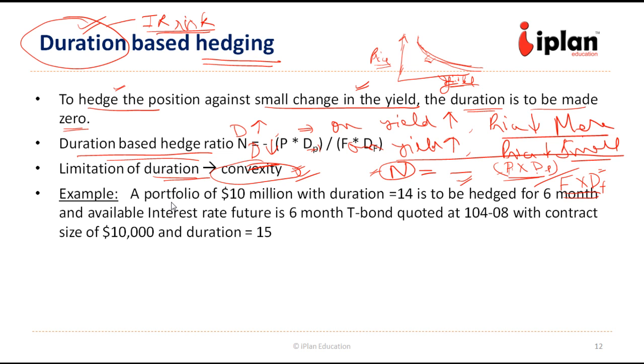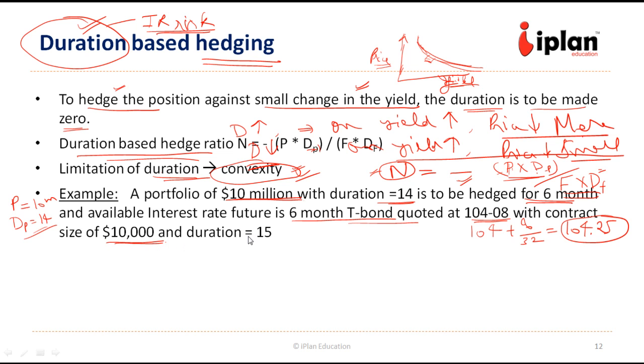Let us take one example in order to understand how to hedge our portfolio. Suppose the value of our portfolio is $10 million and the duration is 14. So the value of the portfolio P is 10 million, the duration of the portfolio DP is 14, and we want to hedge it. So we want to make the overall duration of the portfolio 0. It has to be hedged for 6 months. So we have a treasury bond future which is quoted at 104-08. We can convert it into price, which is 104 plus 8 divided by 32, which is nothing but 104.25. So this is the price. The contract size is 10,000 and the duration of this bond is 15, which is DF.